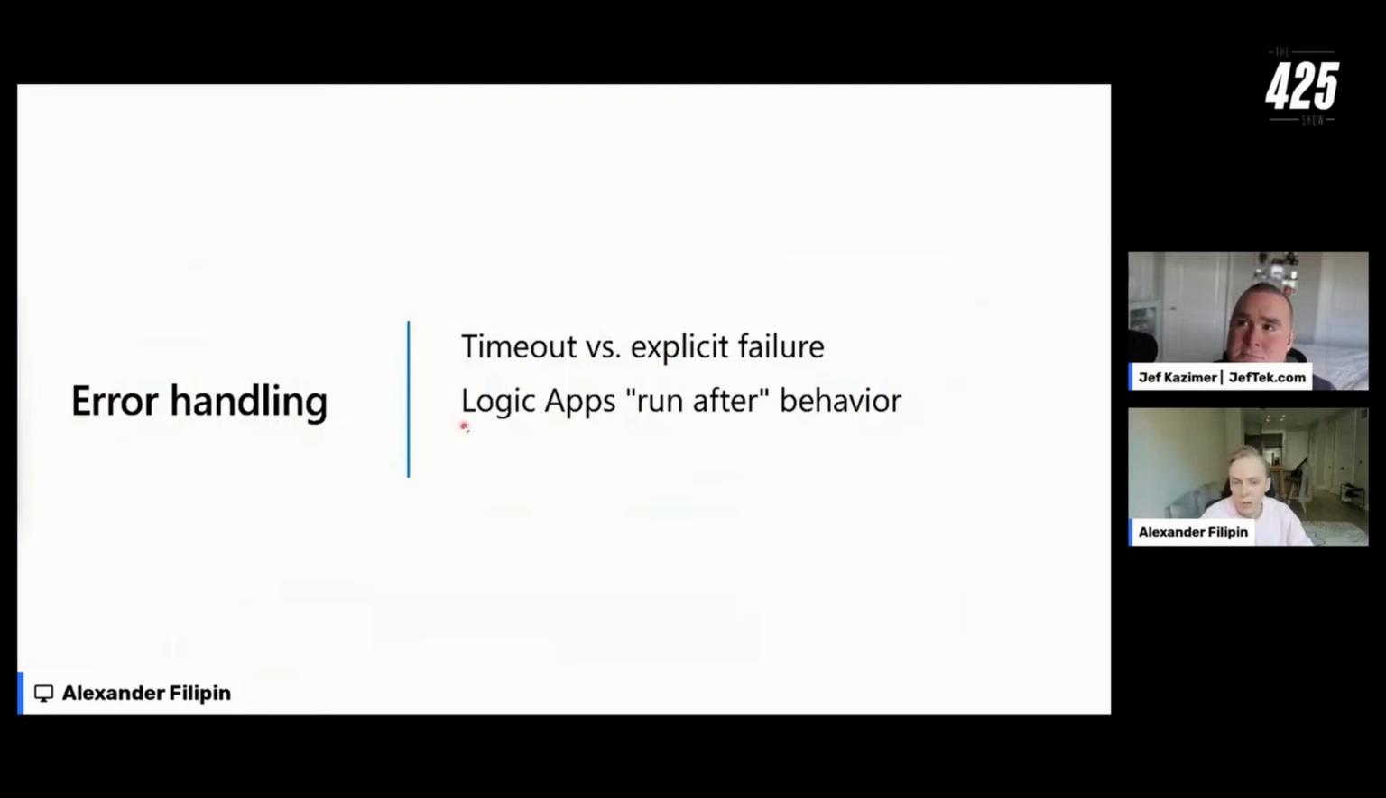One thing worth calling out is something called logic apps run after behavior. It defines what happens in the logic app as the next step when one step fails, right? That's important when you think about these explicit failure behaviors, because the default behavior of a logic app is that when a task fails, it stops processing and doesn't go further. So if you want this explicit error behavior, you need to make sure the run after is configured so that it continues if the task in the logic app fails, and then you can provide that explicit feedback.